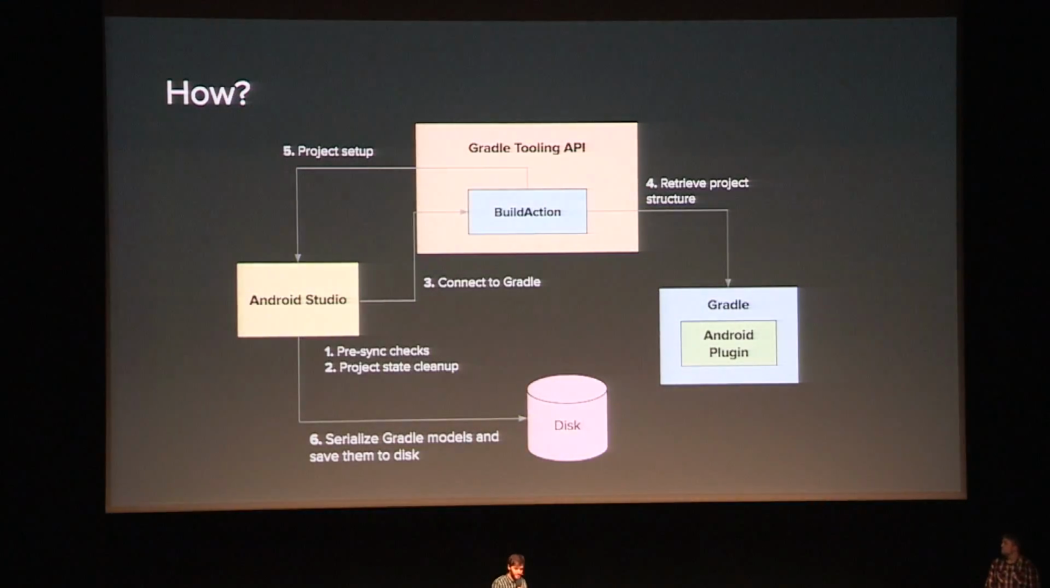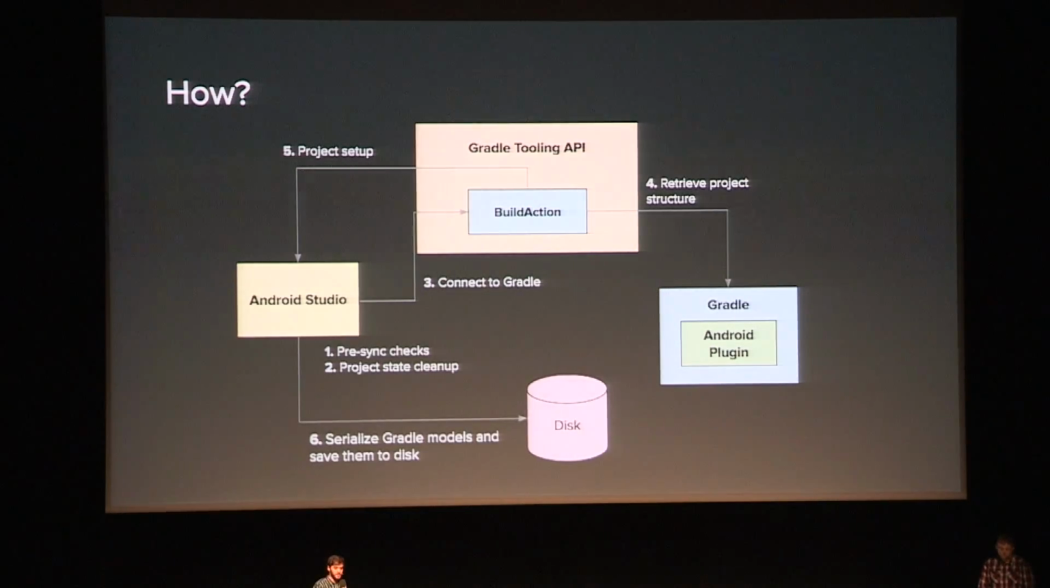I'll try to give an overview of how it works, so you might understand why, when something fails, where it failed, and try to figure out what the problem is. So basically, the first step is we check that everything necessary for running is there. Basically, we check that we have JDK and SDK. This is in the pre-sync checks. And then we clean up the project because, since the structure comes from Gradle, we are never sure to have it up to date in the IDE.